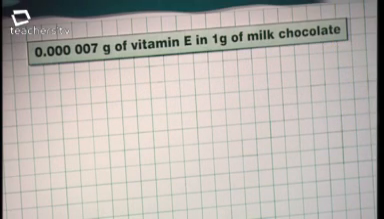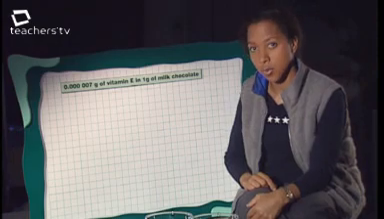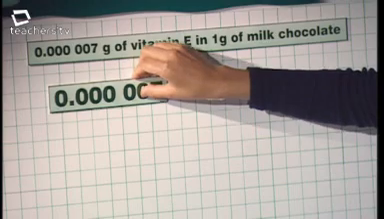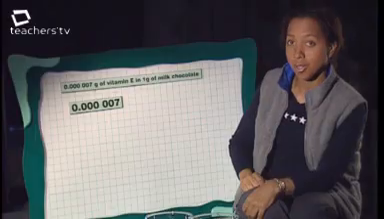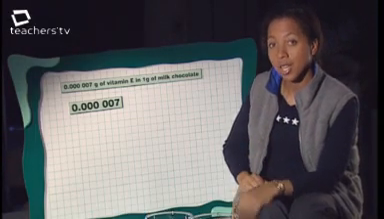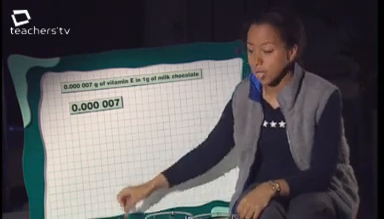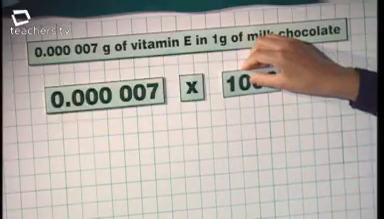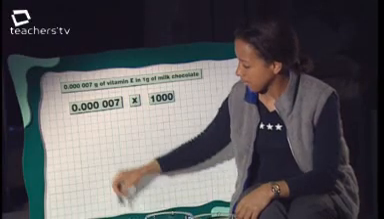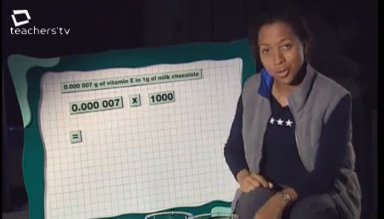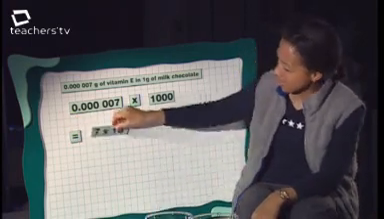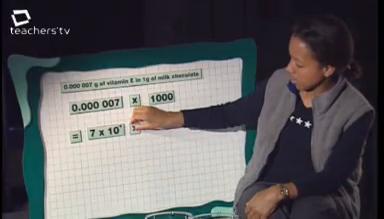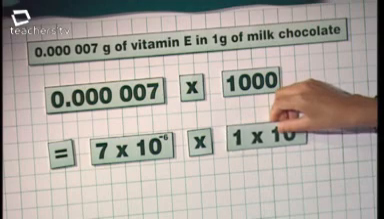Now, in maths exams, you're often asked to multiply numbers that are in standard form. So you might be asked, for example, if there's 0.000007 grams of vitamin E in 1 gram of milk chocolate, how much is there in 1 kilogram? Now, 1 kilogram is 1,000 grams, so you need to multiply that by 1,000. So 0.000007 would be 7 times 10 to the power of negative 6. And then you need to multiply that by 1 times 10 to the power of 3.